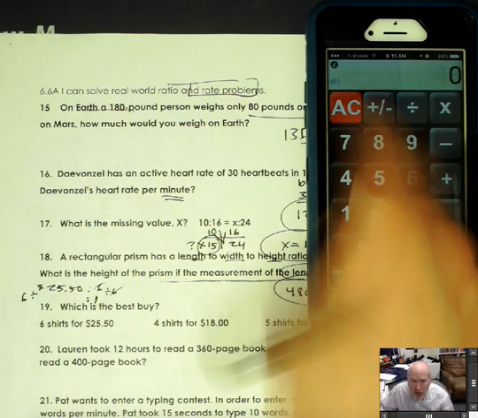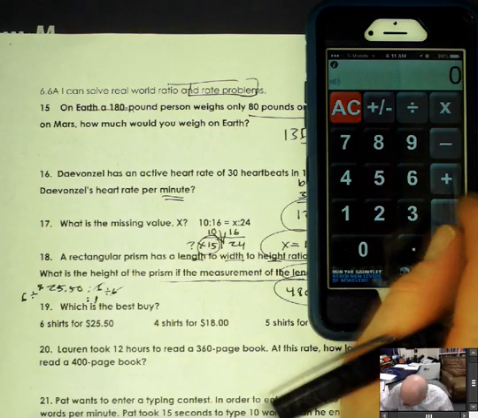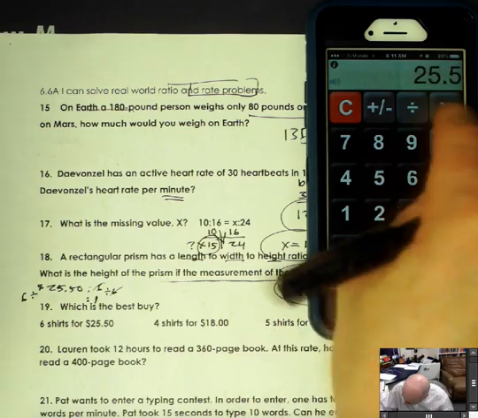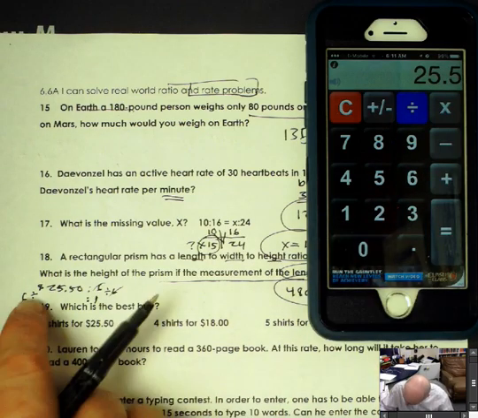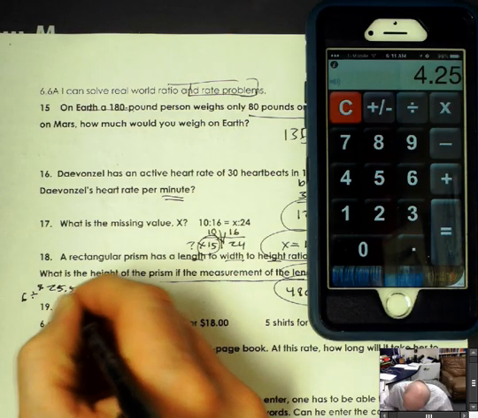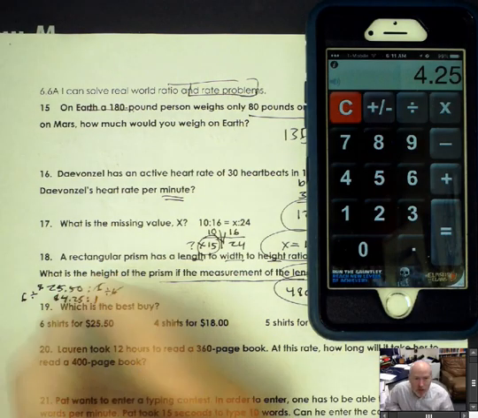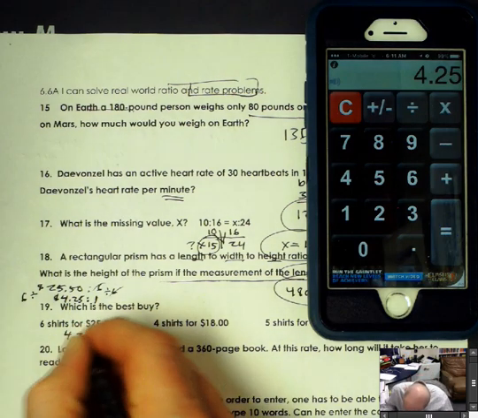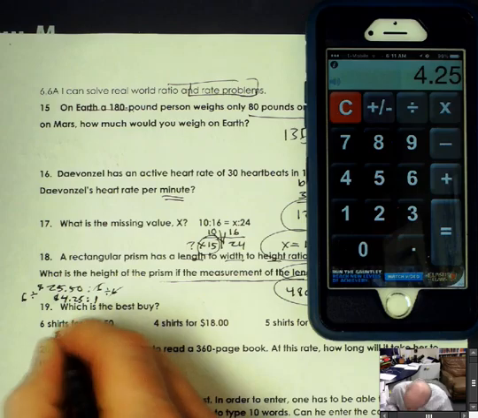So I have to do the other one, which is 25.50. Better clear that. 25.50, and I'm going to divide that by 6. Figure out what each shirt's cost. It's 4.25, and so that's really $4.25 for shirts. I'm just going to write that down here. This is $4.25 for each of these shirts.